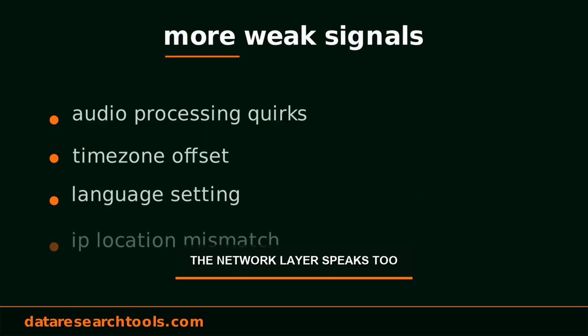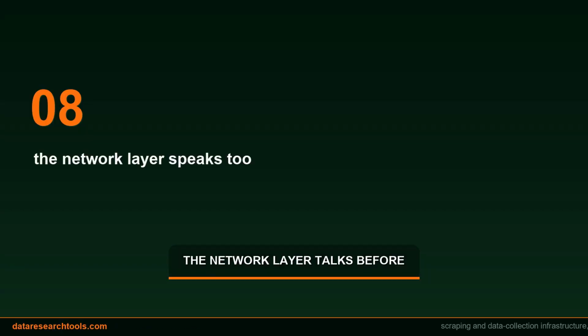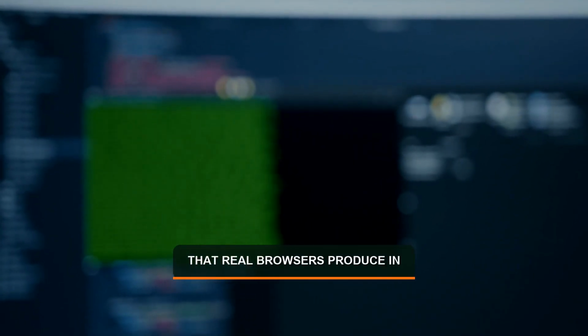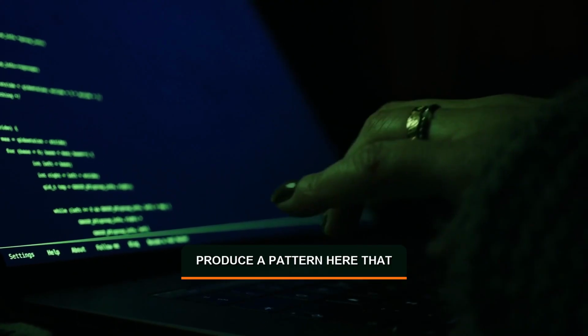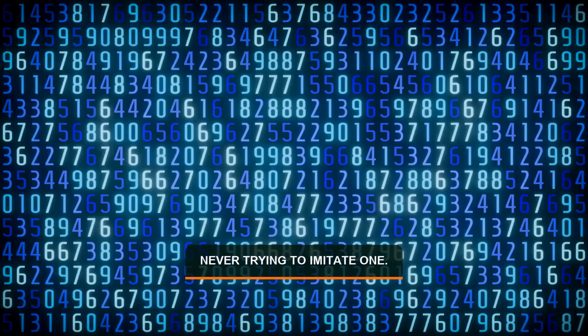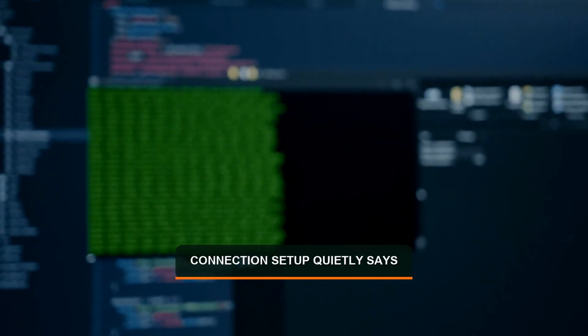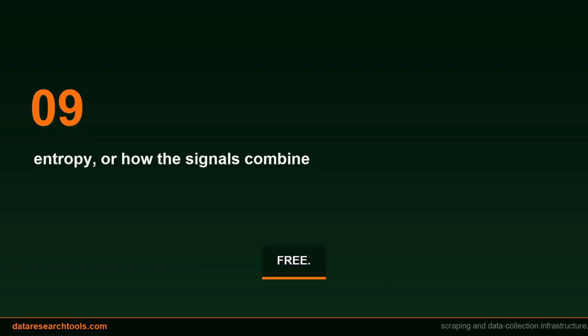The network layer speaks too. Fingerprinting is not only about the browser. The network layer talks before the page even loads. The way your client negotiates its encrypted connection, the specific options it offers and the order it lists them, forms a pattern that real browsers produce in well-known ways. A lot of automated tools produce a pattern here that no real browser would send, because the underlying library was never trying to imitate one. So a client can claim to be a current browser in its headers while its connection setup quietly says otherwise, which is one more consistency check a site can run for free.